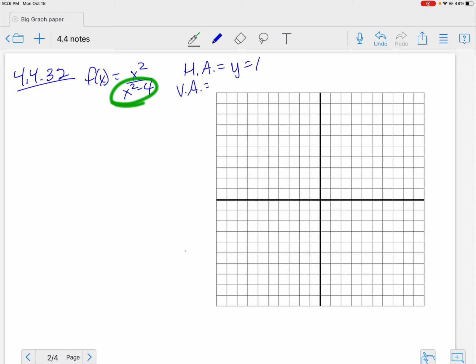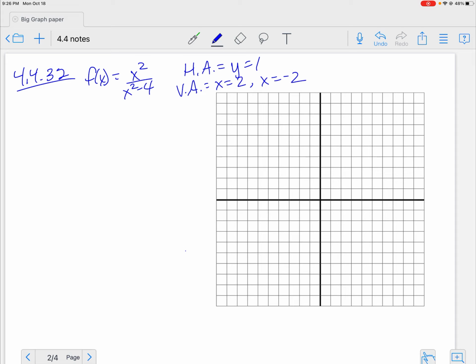Yep, set that denominator equal to 0. You're in Calc 1, so I can expect you to do this in your head. If you have this difference of squares, when you factor that, what do you get? Plus or minus 2. Good. So x is equal to a positive 2 and x is equal to a negative 2.